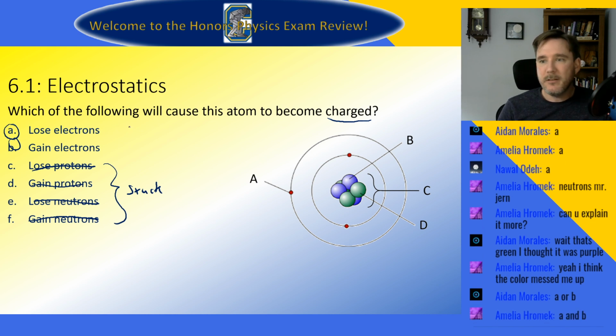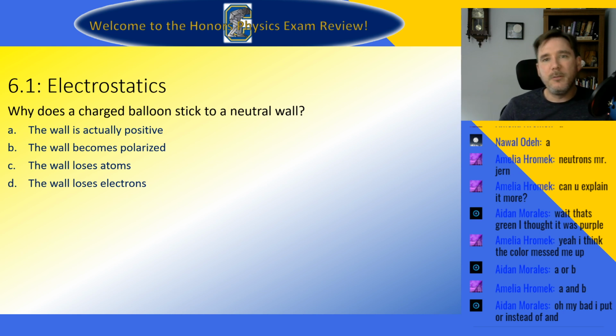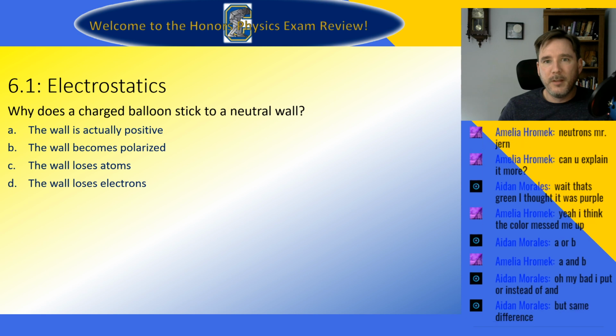So if you lose electrons, it's going to become, I'll pause for effect, positive. And if you gain electrons, the thing is going to become negative because now you have extra electrons, and so now you have more negative. If you lose electrons, you are short some electrons, and well, that's okay, Aiden. I got what you meant. A or B. I know what you meant. Okay, on this case. So yeah, that's how it works out. Okay, why does a charged balloon stick to a neutral wall? Yeah, same difference.